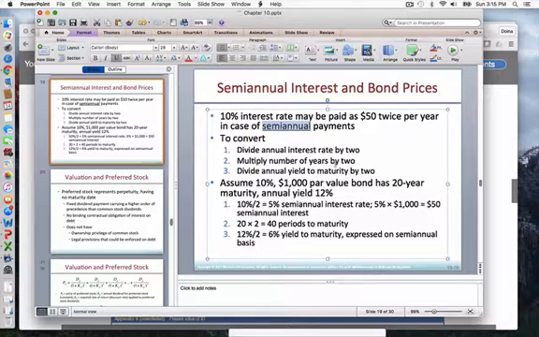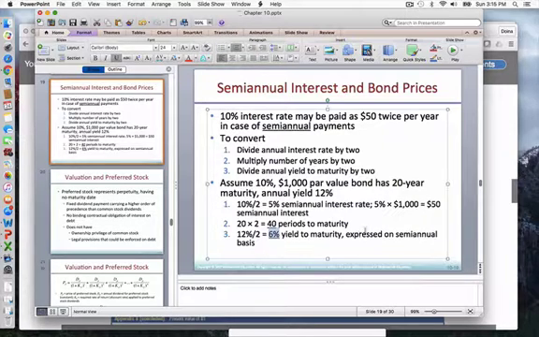Okay, so now if we have 20 years maturity, then we have 40 periods. That's the one we are going to use with appendixes. And then divide annual yield by 2 because the yield is per year. But if I get paid twice a year, then I have 12% divided by 2, 6%.